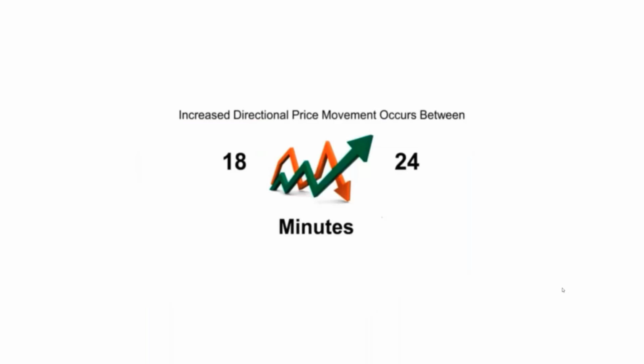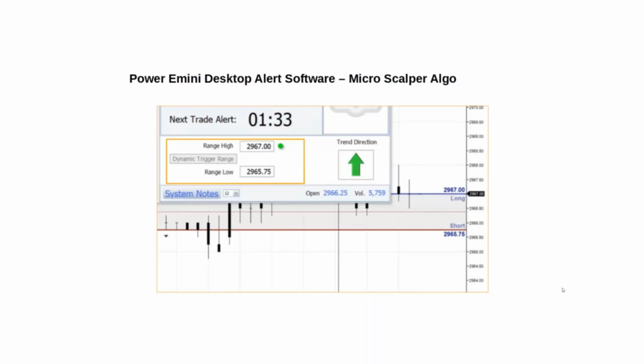Now, real quick, the micro scalper, we have a really cool new design. I came up with the concept. I did some research, and I found that we get increased directional movement in the futures market between every 18 and 24 minutes. There's that little pocket, and it's just what my back testing and whatnot came out with. So what we did is we created an algo, and it's based on a 20-minute timer, because the 20 minutes is right in between that 18 and 24 slot, and it generates a new dynamic trigger range for scalping every 20 minutes. And so it's a real great concept.